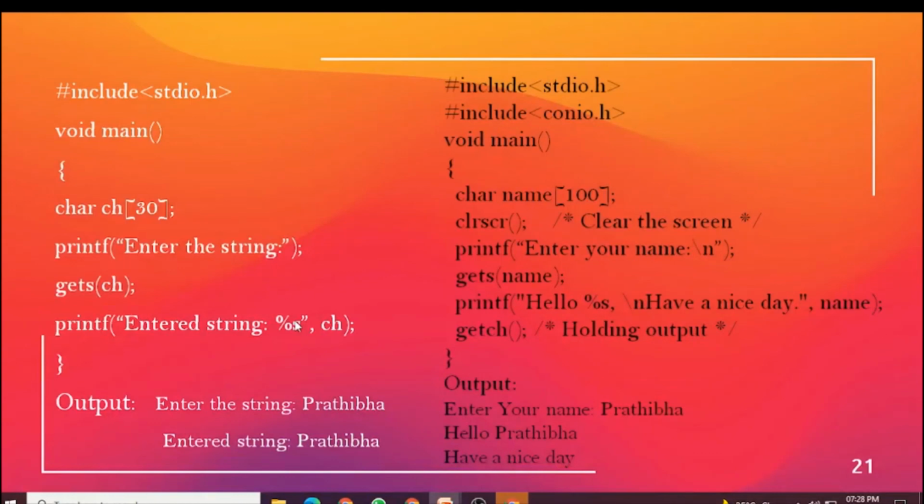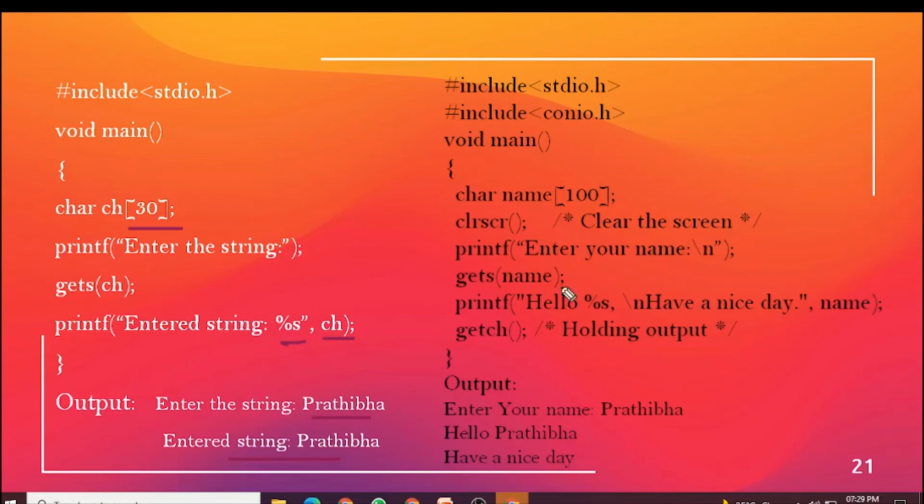This is an example of using the gets function. Here we declared a character array because we are entering a string, and we are using the string function gets. So: enter the string, gets(ch). Up to 30 characters can be entered. The entered string is %s of ch, string type, so we are displaying it. The entered string is Prathibha. I entered Prathibha as the input, and the output is displayed as a string.